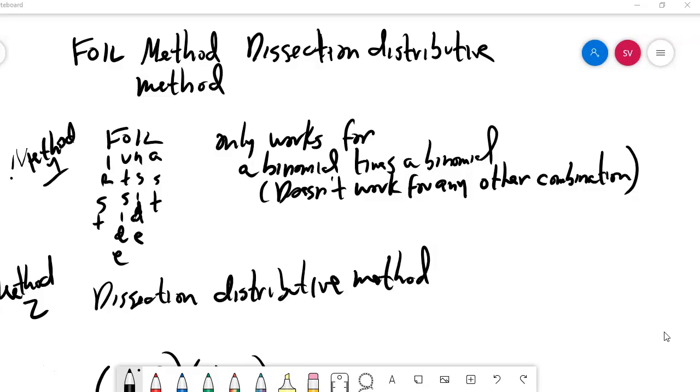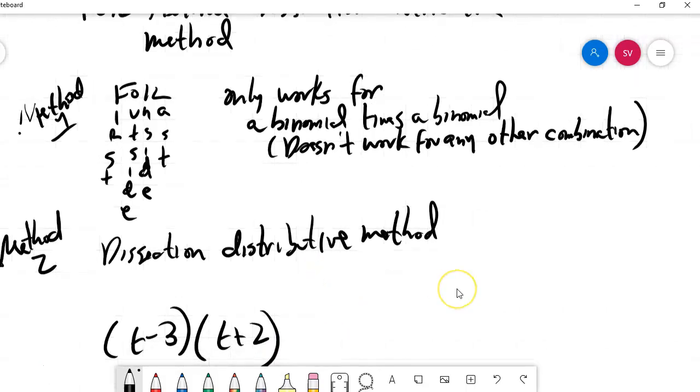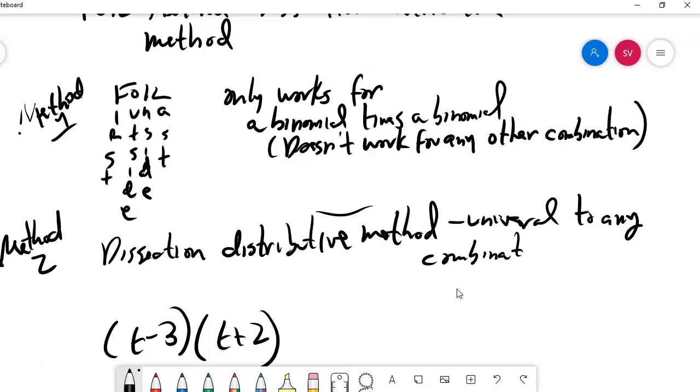The word FOIL is an acronym that stands for first, outside, inside, last. It only works for a binomial times a binomial. It doesn't work for any other combination of polynomials that you are multiplying together. The next is the dissection distributive method. This method is universal to any combination of polynomials multiplied together.